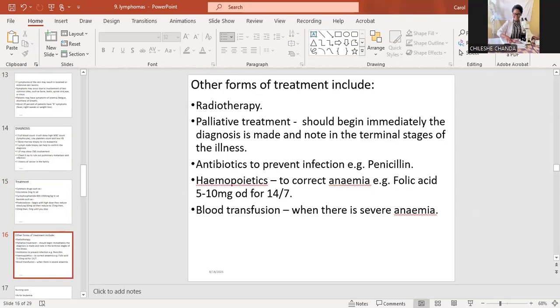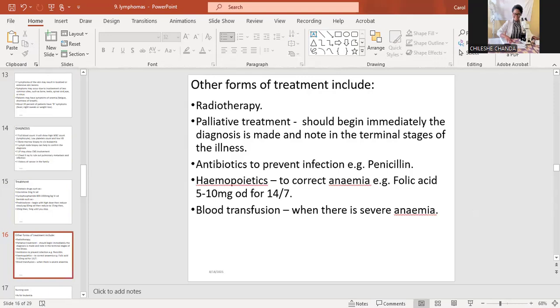Okay, you have to give palliative care to this patient. This patient will be in pain, and this condition may last some time, so you need to put them in palliative care immediately the diagnosis is made. Antibiotics should be given to prevent superimposed infections. So for prophylaxis, you can give penicillin.